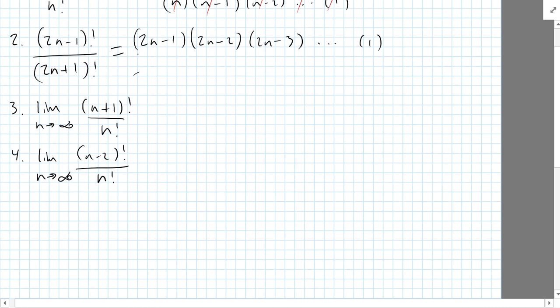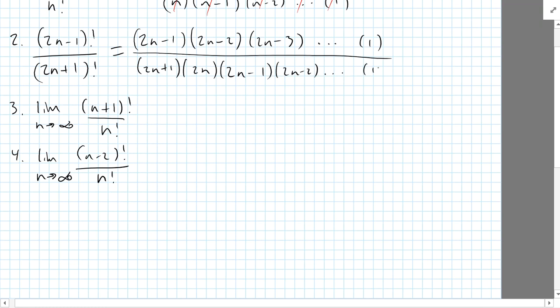And then for the top one, that's the top one. The bottom one, we got 2n plus 1 times 2n times 2n minus 1. Oh, look, now we got it, 2n minus 2, dot, dot, dot, all the way down to 1. What happens is these terms cancel out, and you're left over with 1 over 2n plus 1 times 2n.